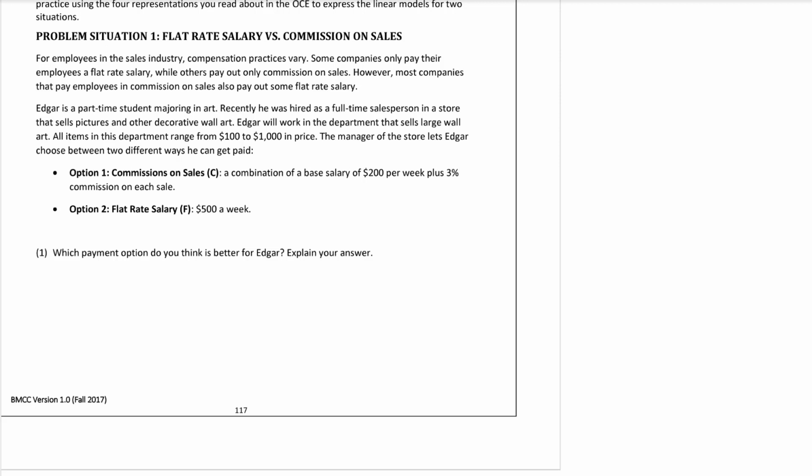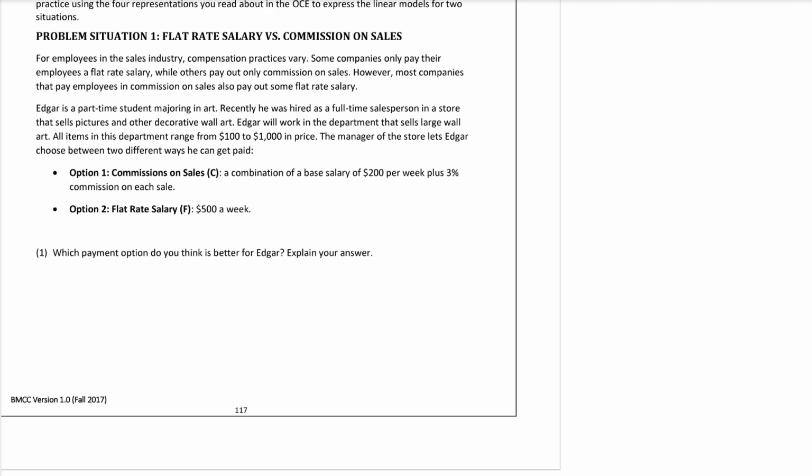Edgar is a part-time student majoring in art. Recently, he was hired as a full-time salesperson in a store that sells pictures and other decorative wall art. Edgar will work in a department that sells large wall art. All items in this department range from $100 to $1,000 in price.